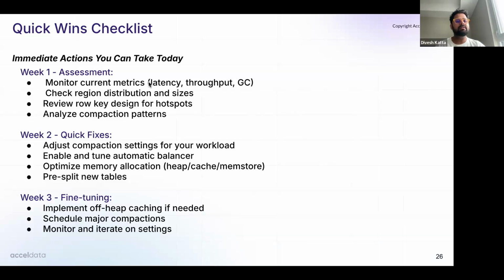The key principle is to change one thing at a time and measure the impact. This lets you understand what's working and what's not, and it makes it easier to roll back if something goes wrong. Remember, optimization is an ongoing process, not a one-time fix. As your data grows and user patterns evolve, you will need to revisit these settings.